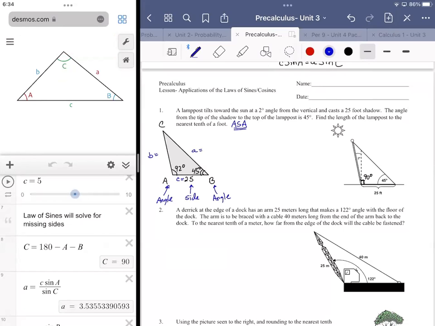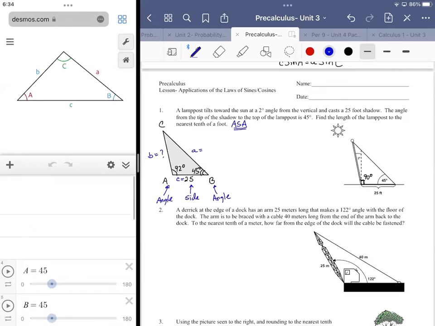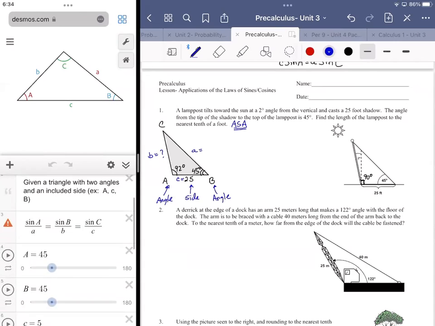Now they're not asking us for side A, but if we can get that information, that'll be great. It's just more information. They are in fact asking us just for side B. So once we come up with that, we've actually answered the question. But this will give you everything. Given a triangle with two angles and an included side, for example, knowing A, C, B, so that's angle A, side C, angle B, that happens to be what we have. If not, then you would reorganize your labeling or your triangle to make it fit that structure.